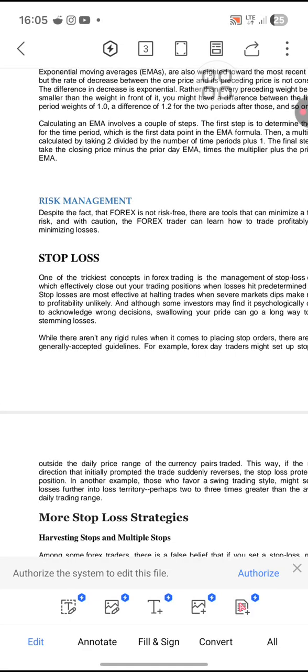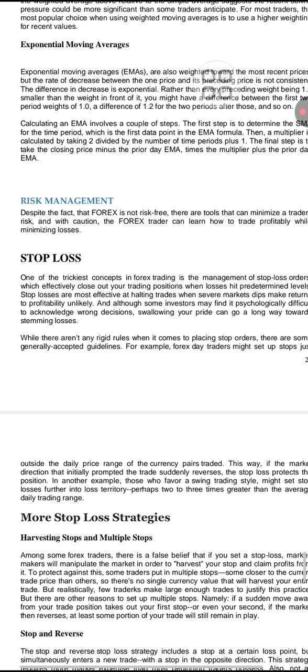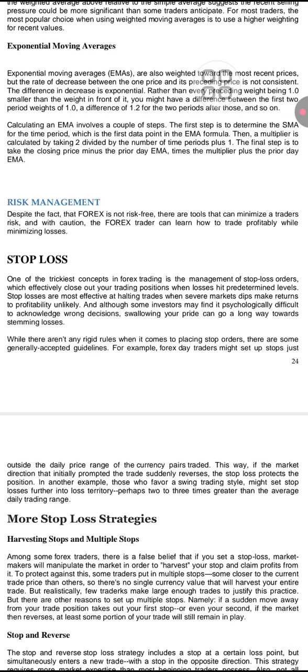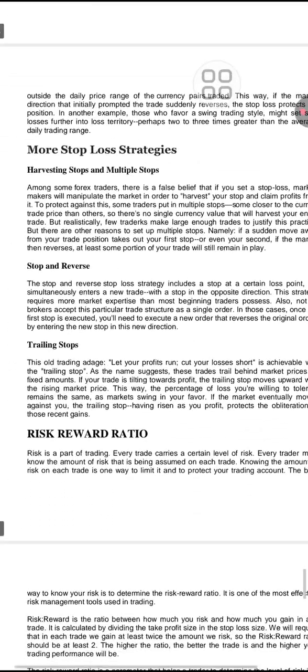So we have risk management, stop loss, very important. When you are buying an asset or selling an asset, you need to set a stop loss so you don't lose more than the amount you add as your stop loss. If you don't add a stop loss, you're telling the broker that you are risking all the amount in your account, and you don't want to do that.